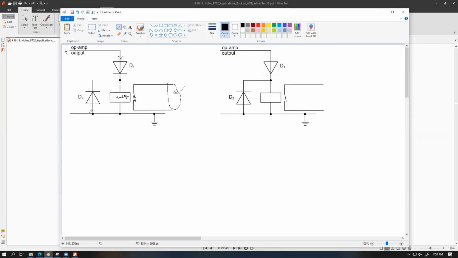Now, the reason we need this diode is because of one thing. Whenever this coil is under the effect of a fixed EMF supply, there is a certain magnetic field going around it. Now I want you to understand this very clearly.